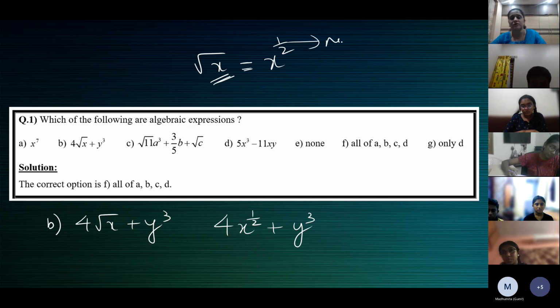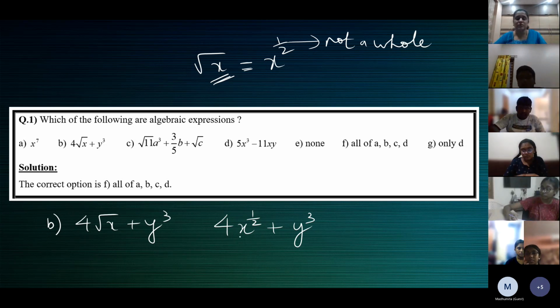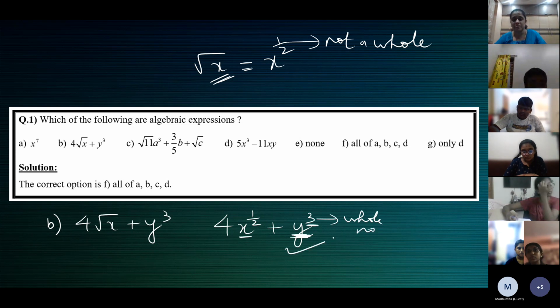This is the radical form. When you put this in the exponential form, x to the power 1 by 2. This is not a whole number. The power of x is not a whole number. x and y are the variables. Here, the power of the variable y is 3. This is a whole number. This is fine. But here in this term, the power of x is not a whole number.